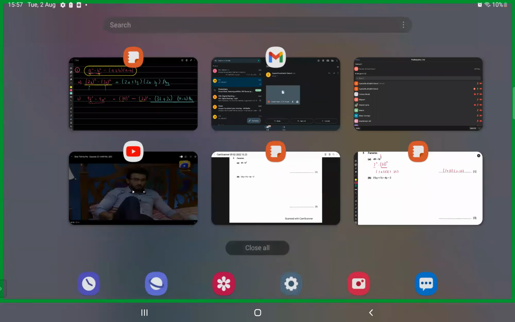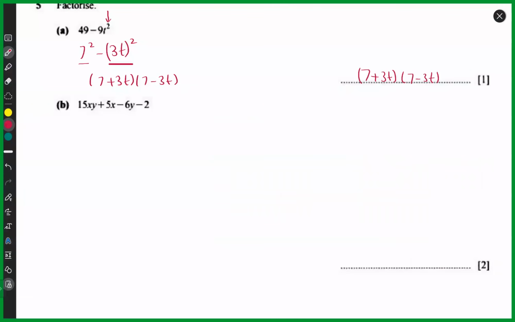The next part of the question says 15xy plus 5x minus 6y minus 2. So you need to factorize this. Now, the same idea that we have already discussed. If you look at it directly, you can't find anything that is common in all the four terms. 3 is not there. 5 is not there. x is not there. y is not there. 2 is not there. Nothing is common in all the terms.